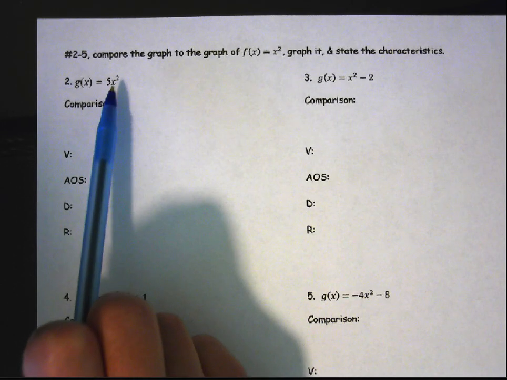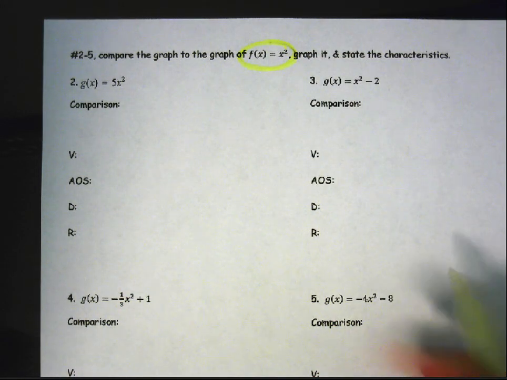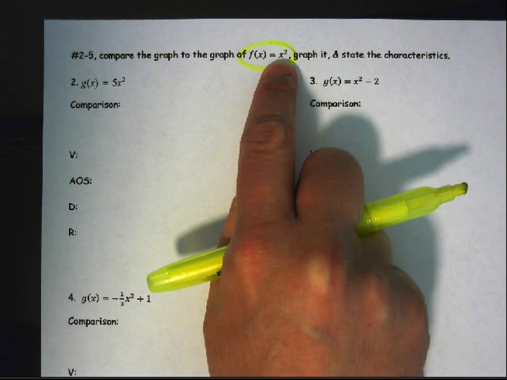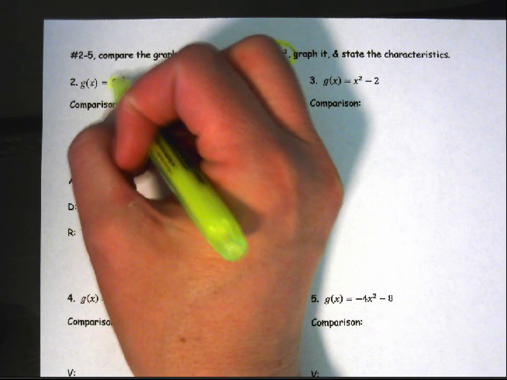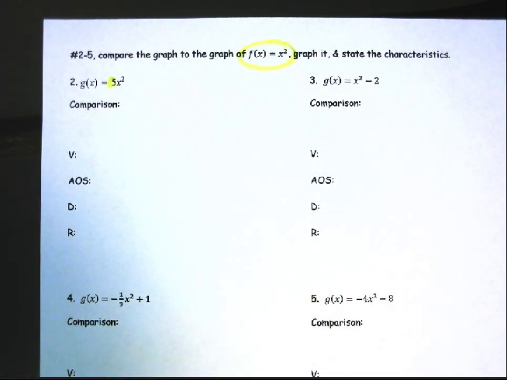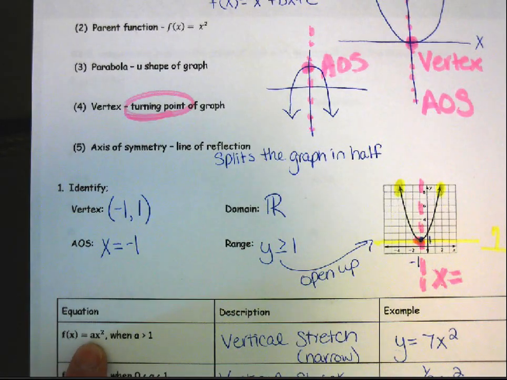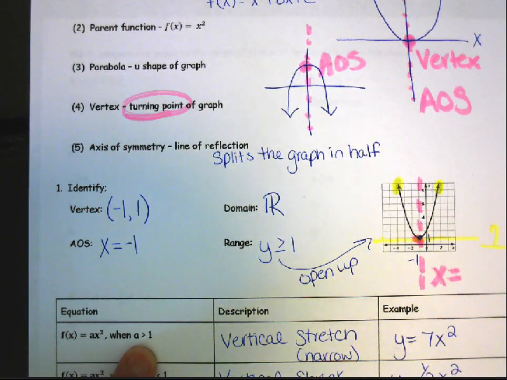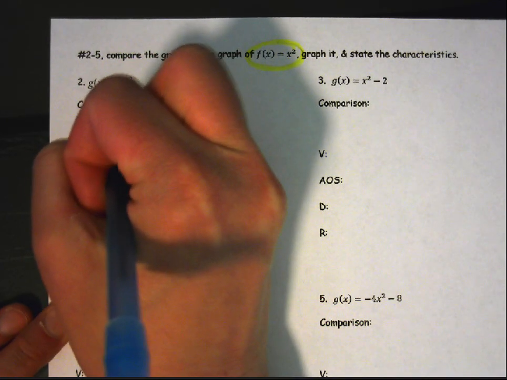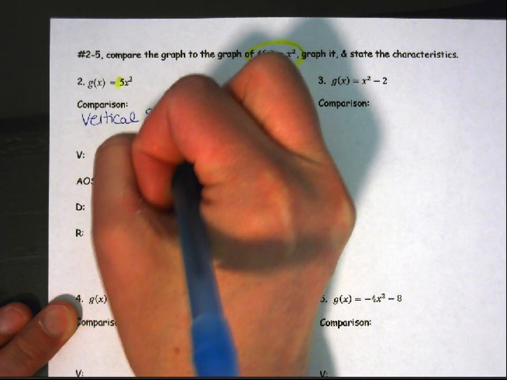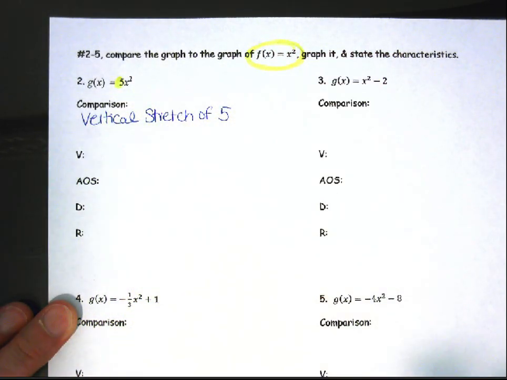All right, so remember, we are comparing it to the parent. They call this the parent. So we're asking ourselves from here to here, what changed? And the only thing that changed was they added that 5 out front. And so based on our chart from the other page, if we add a number out front that's greater than 1, we call that a vertical stretch. So I would say vertical stretch of 5. We always want to give them the number as well, because that way we know how much it really affected it.